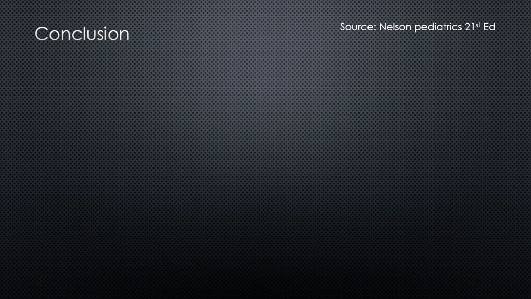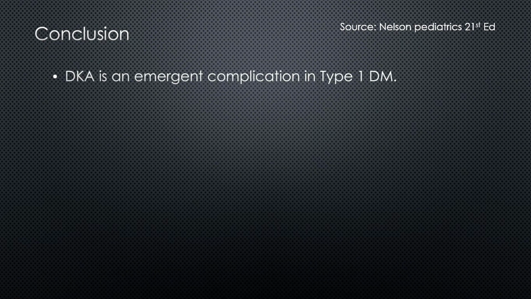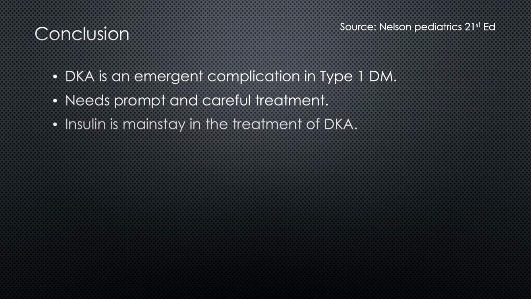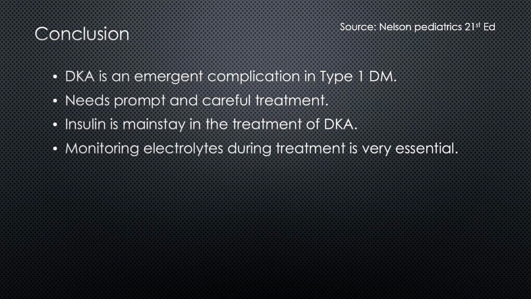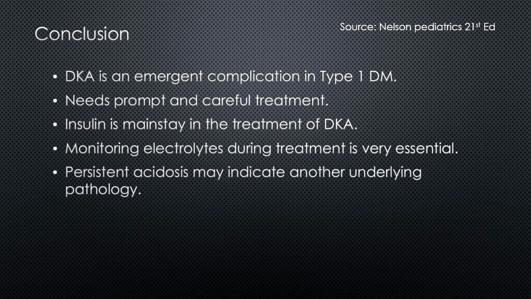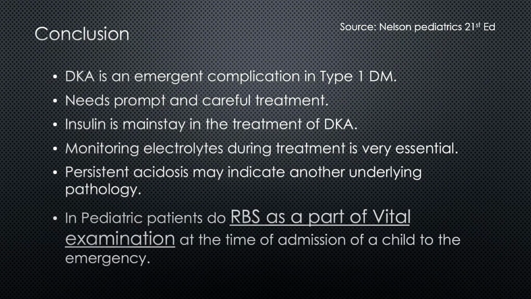So to conclude, DKA is an emergent complication in type 1 diabetes. DKA needs prompt and careful treatment. Insulin is the mainstay in treatment of DKA. Monitoring electrolytes during treatment is very essential. Persistent acidosis may indicate another underlying pathology. And it is to be noted that in pediatric patients, do RBS as a part of vital examination at the time of admission of a child to the emergency.